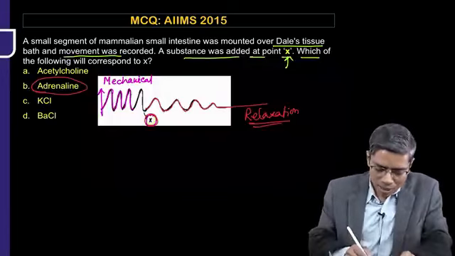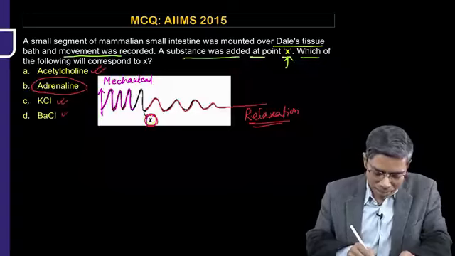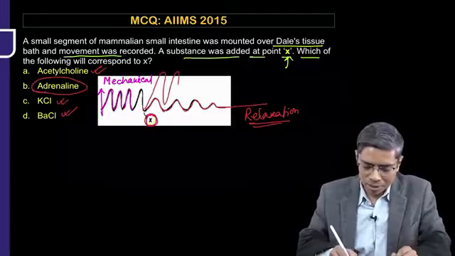Now look at all the other substances: acetylcholine, KCl, barium chloride. All of them will increase the strength of contraction like this.